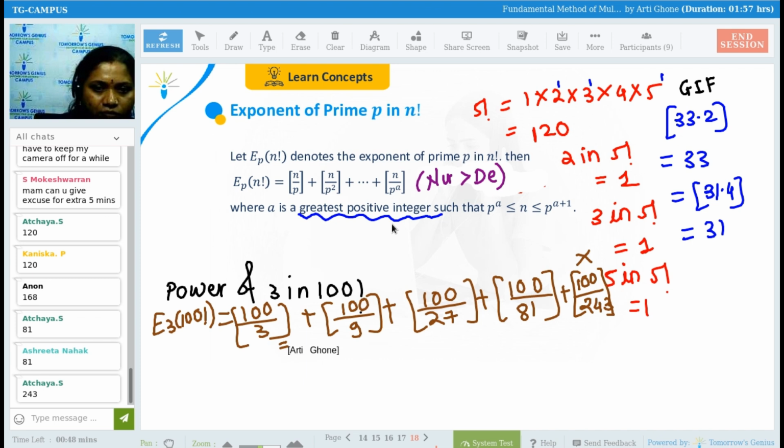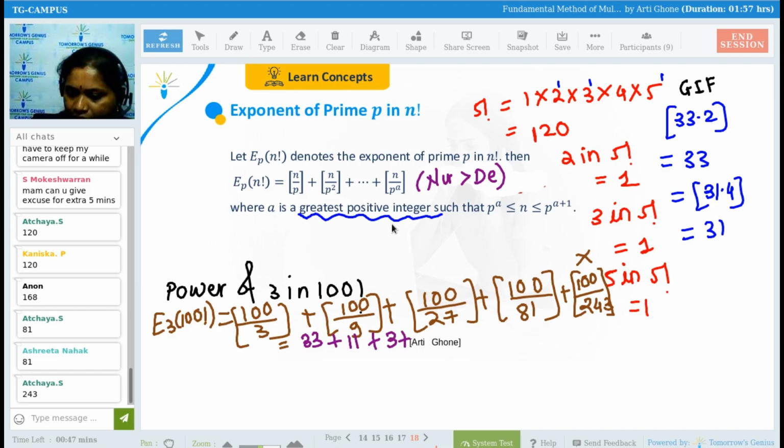What is 100 by 3? Greatest integer only. You have to take the initial value only. 100 by 3 is coming 33.33. So we get a perfect answer 33. Clear? Plus 100 by 9 is coming 11.11. So it is 11. Clear? Plus 100 by 27. What will be the answer of 100 by 27? It will be 3.7. So 3.